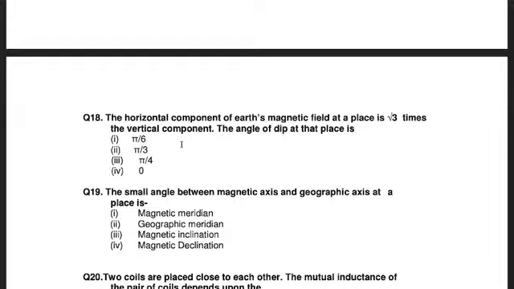Question number 19. The small angle between the magnetic axis and the geographic axis at a place is: option 1, magnetic meridian; option 2, geographic meridian; option 3, magnetic inclination; option 4, magnetic declination. Correct. The answer is option 4, magnetic declination.